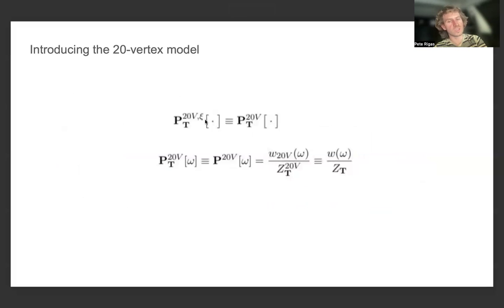And we can introduce the 20 vertex model probability measure in pretty much the same way that we did under domain wall boundary conditions for the six vertex model, in which we're looking at the probability measure supported over the triangular lattice under domain walls C. Under these domain wall boundary conditions, we can formulate a probability measure for the 20 vertex model as W of 20V of omega, normalized by the 20 vertex partition function supported over the triangular lattice.